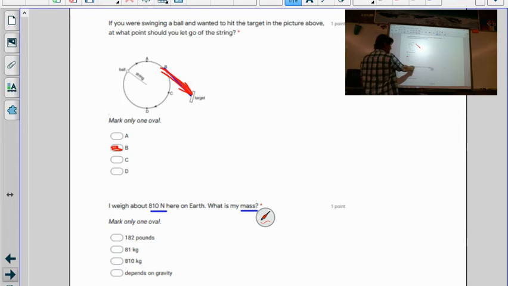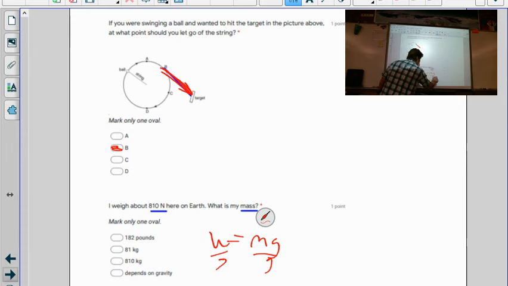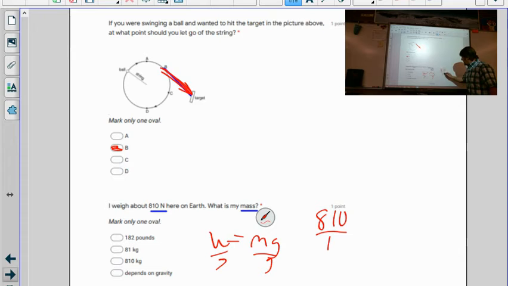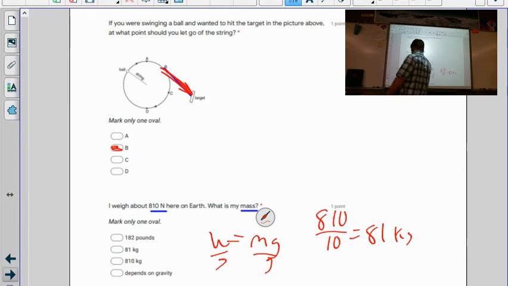I weigh 810 newtons here on Earth. What is my mass? Remember that weight is equal to mass times gravity. So if I want to know my mass, I'm going to divide both sides by gravity. My weight of 810 divided by gravity of 10 is going to give 81 kilograms.